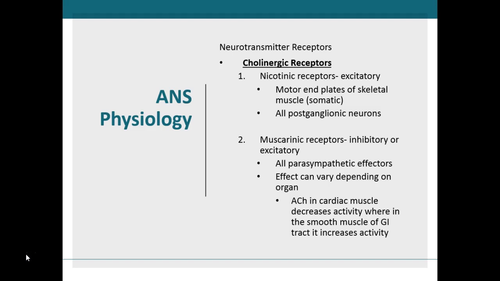Muscarinic receptors are found in the cell membranes of all effectors, the smooth muscle, the cardiac muscle, the glands. So all of these effectors are innervated by parasympathetic postganglionic axons. These receptors are named because there's a mushroom poison called muscarine, and it mimics the effect of acetylcholine when it binds to them. So nicotine doesn't activate the muscarinic receptors, and muscarinic receptors can't bind or activate the nicotinic receptors.